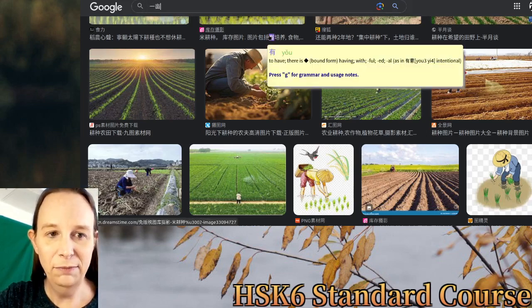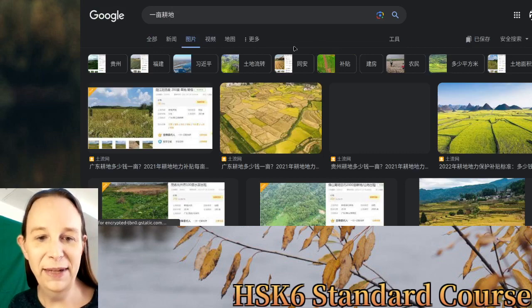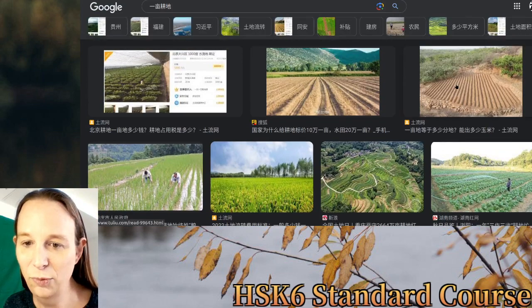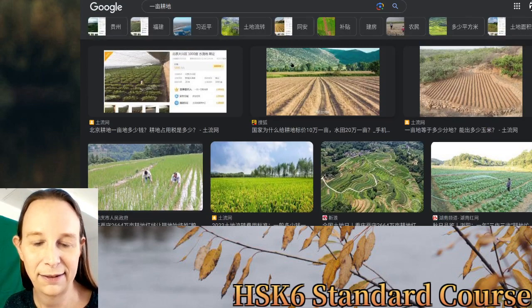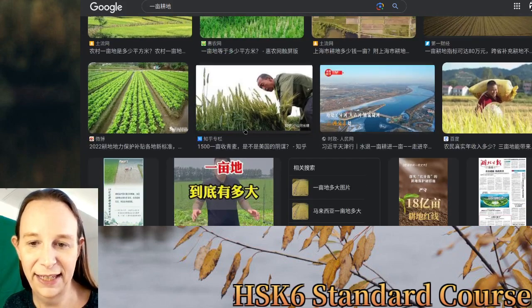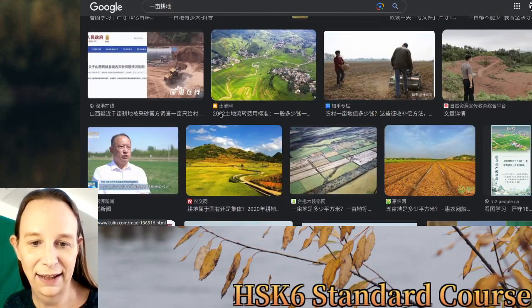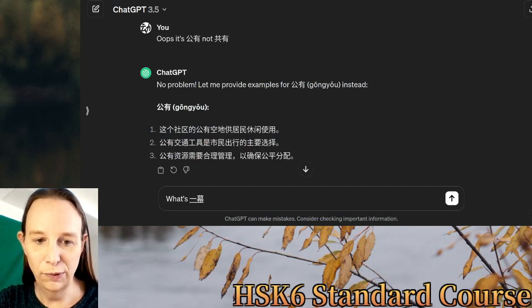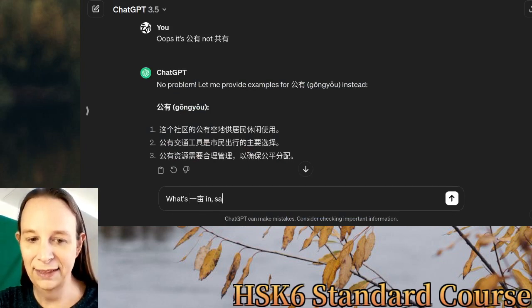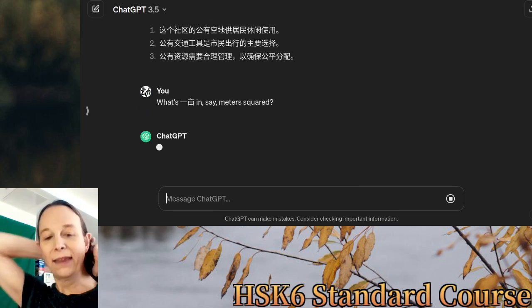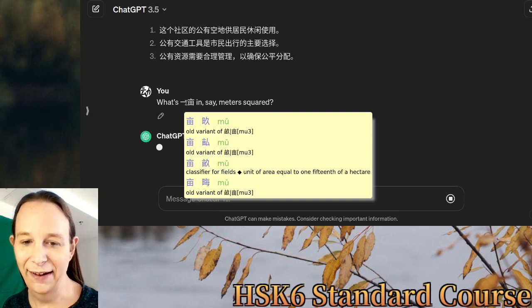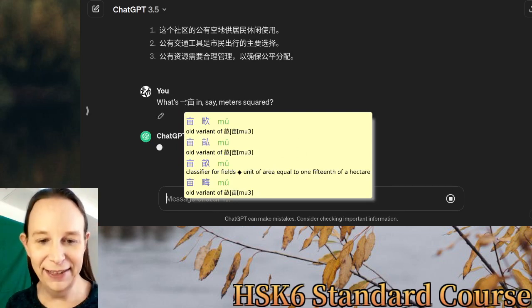Okay, let's look at 一亩耕地. Okay, show me 一亩耕地. I have no idea how big it is. Is that 一亩耕地? That big? Not especially big. What's 一亩 in, say, meters squared? Maybe this is an unwise thing to do. 一亩. I don't know. How big is a hectare? I have no idea. 1/15 of a hectare.